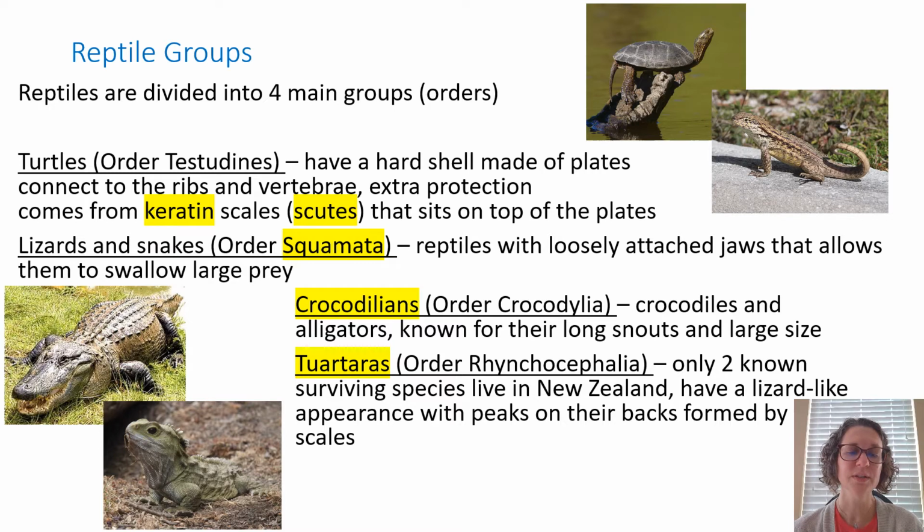This last one, the tuataras, there are only two known species of the tuataras. Both of them live in New Zealand. They probably were kind of a later discovery, at least compared to the other three orders that we've talked about, which is why they kind of stand out a little bit. Their appearance is very similar to a lizard, but they have peaks and kind of ridges on their backs that are formed by the scales. Lizards in general are pretty smooth. So anyway, they're a little bit unusual, but they do get into this group because of their scales.